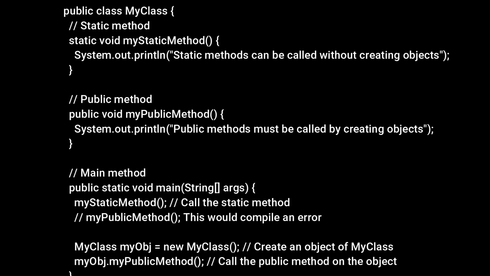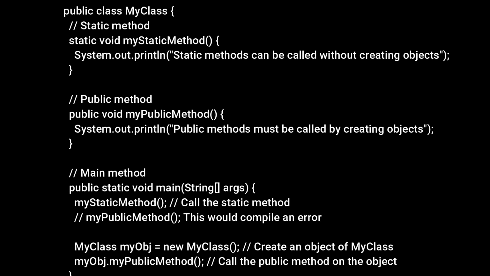Now in the main method, I already told you that you cannot create an object for static methods, so you just call the method name, myStaticMethod. Look at this, this is my static method.